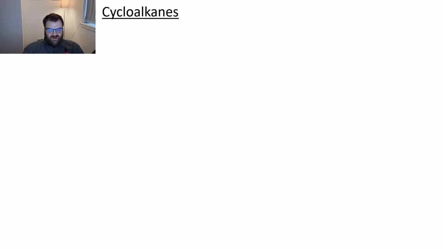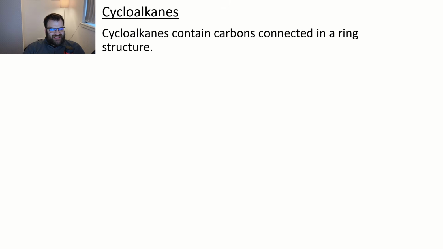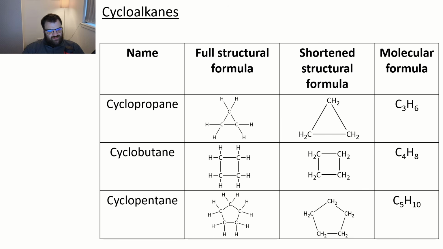Like the third homologous series we're going to deal with are the cycloalkanes. They contain carbons connected in a ring. What you can see here is that we have our different shapes of the carbon rings. We have our triangle, our square, and our pentagon.